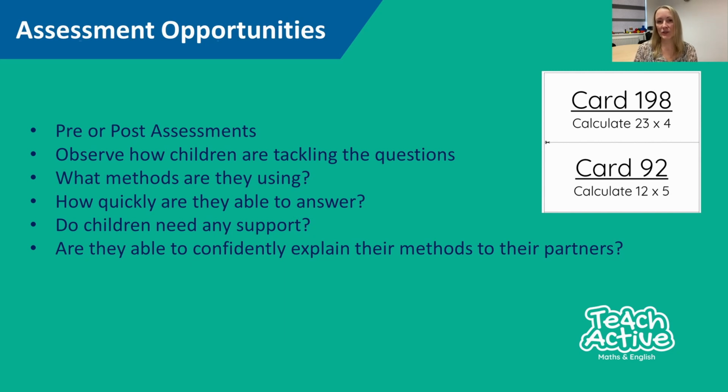So if a child is completing a written assessment and giving us the right answer, we might not know how they achieved that answer. So often opportunities to assess children while they're engaged in activities can give us a lot more information about how children are tackling those questions. So again, within the Teach Active activities, we can be giving children activities to tackle and looking at maybe the discussions they're having with their partner, what methods they're using, how quickly are they able to get that answer, are they getting it efficiently using the methods that we would want them to. Do they need any support to be able to answer those questions?